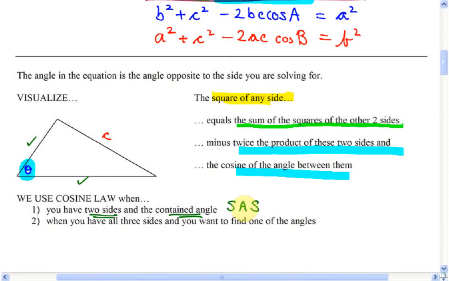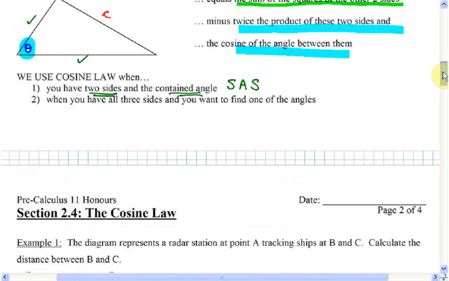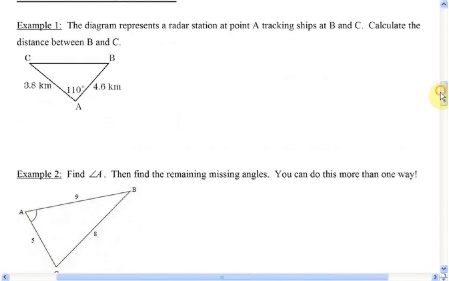If you turn the page. All right, we'll try to apply cosine law to a few questions, and then we'll try some more tricky ones, and then we'll be done for today. Okay? It's so fast, it's not that hard, I hope.